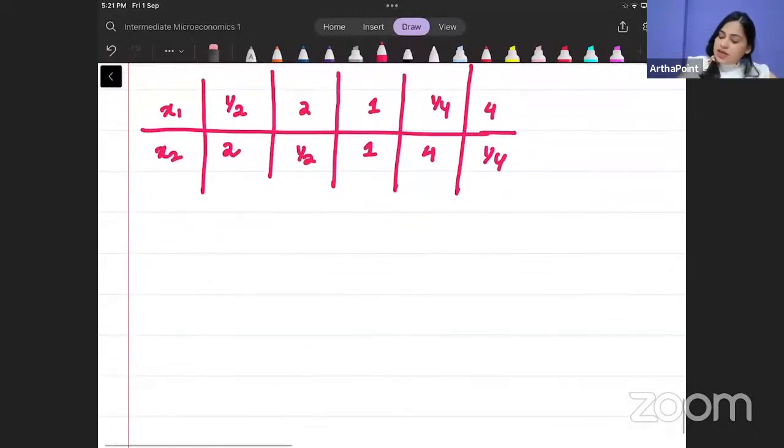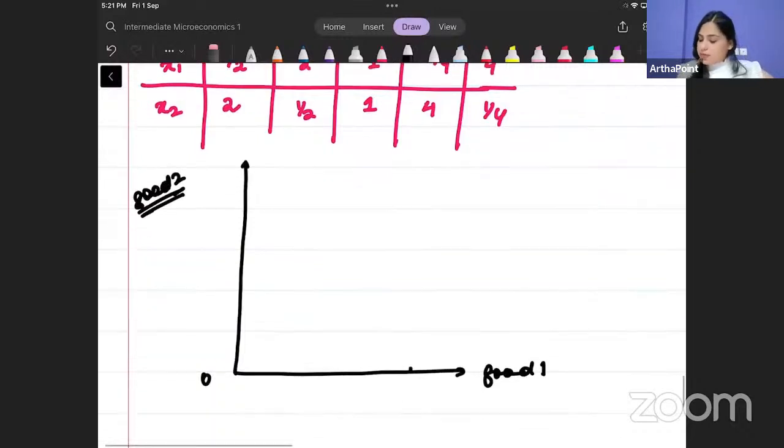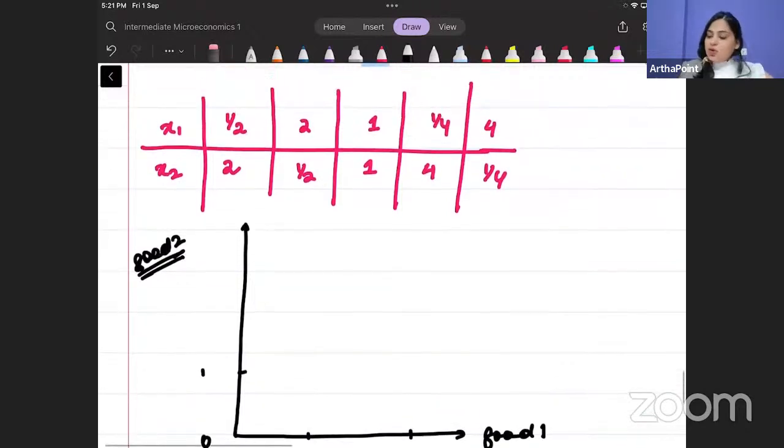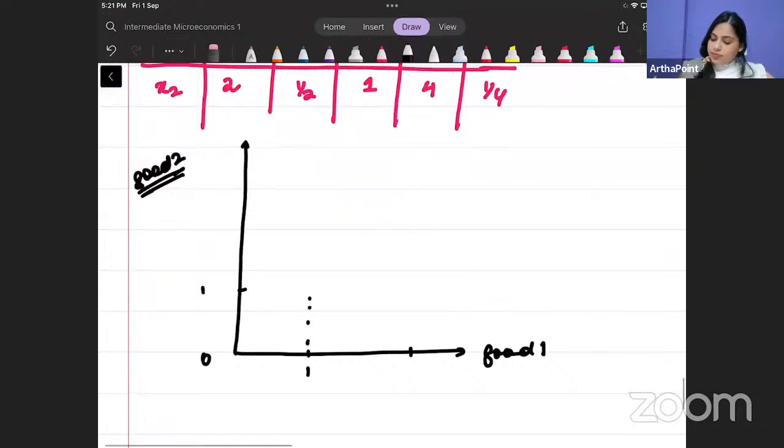So dekho ek baar zara dhyan se, what can we do? So I can take good 1 here and I can take good 2 here. Okay, beta. This is 1. Let me draw 1 here. This is 1. This is also 1, beta. 1 into 1 is 1, na? So it satisfies this equation. 1 into 1. So this is 1 point.